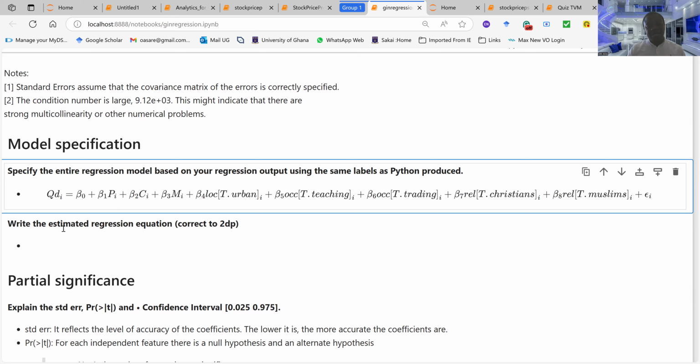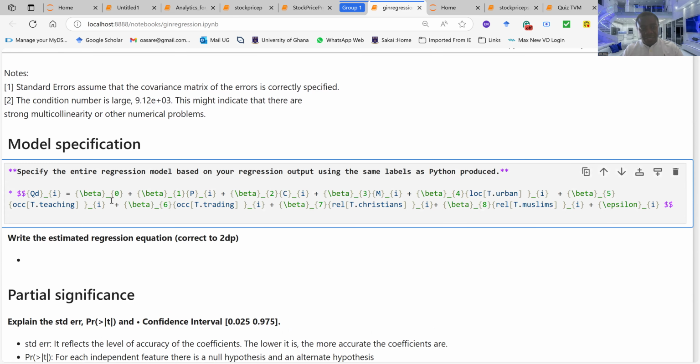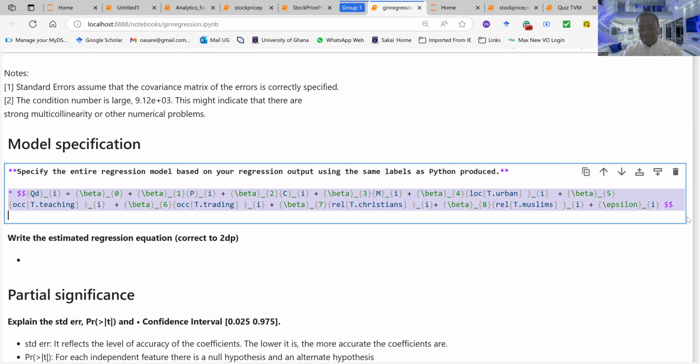And now the next part of the question is to write the estimated regression equation. Sorry, that was the specification of the model. So this is the next part, which is the regression equation. And you are supposed to correct it to 2 decimal places. So it's just the same thing as this. I can copy the whole of this and then dump it here.